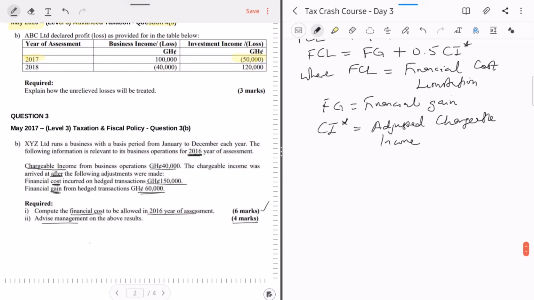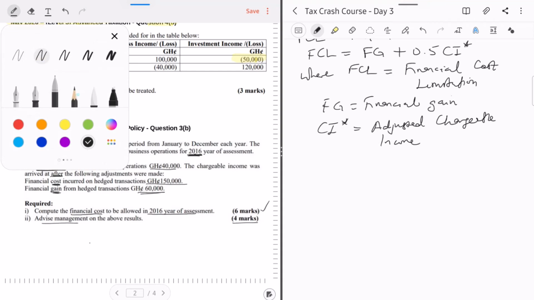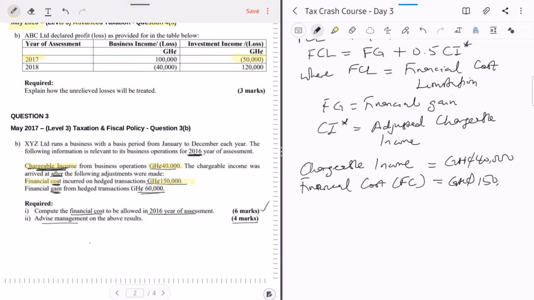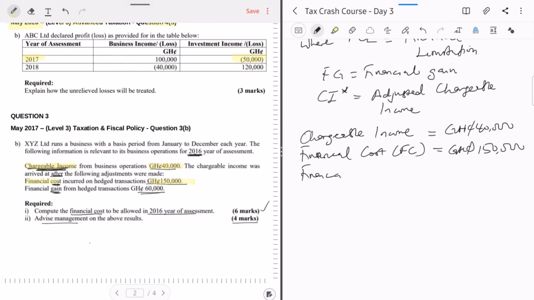In this question, you can see they gave us chargeable income to be 40,000. So chargeable income equals 40,000. Then the chargeable income was arrived at after the following adjustments were made. Financial cost, that is our FC, is given to be 150,000. Then our financial gain, that is our FG, equals 60,000 from here.